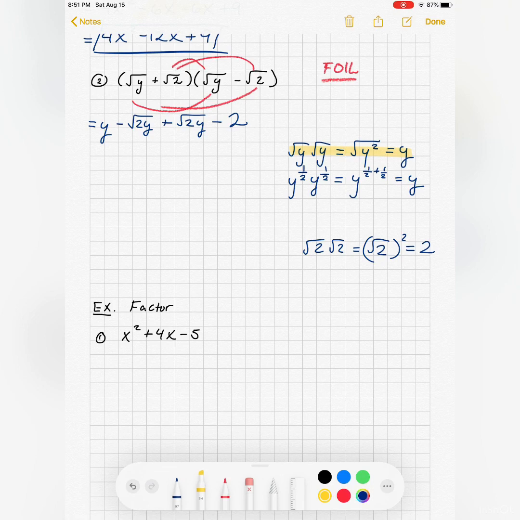Then I'm going to combine. I see these like terms in the middle here. Oh, they cancel. So there's my final answer.